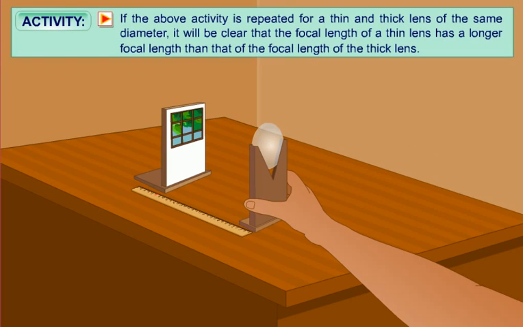If the above activity is repeated for a thin and a thick lens of the same diameter, it will be clear that a thin lens has a longer focal length than the thick lens.